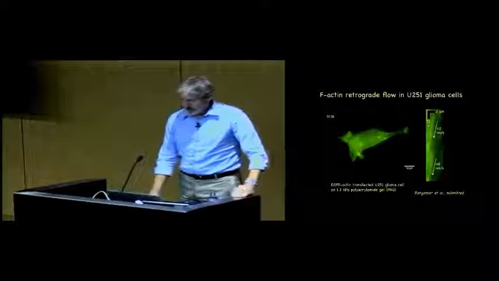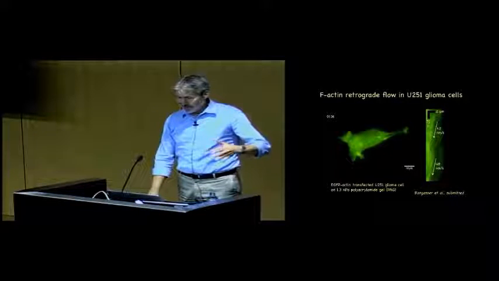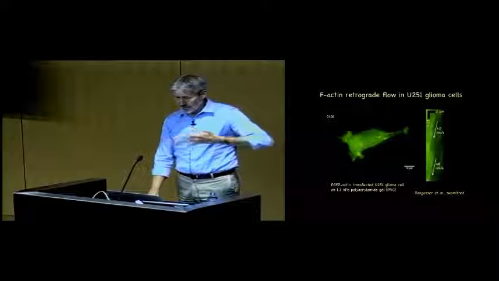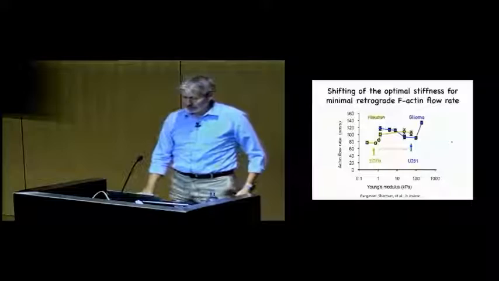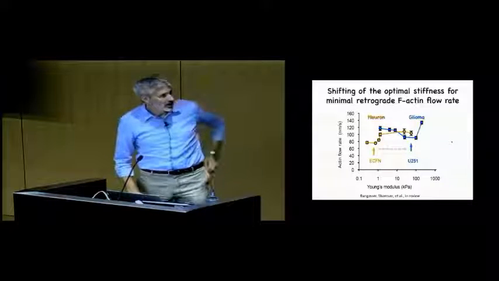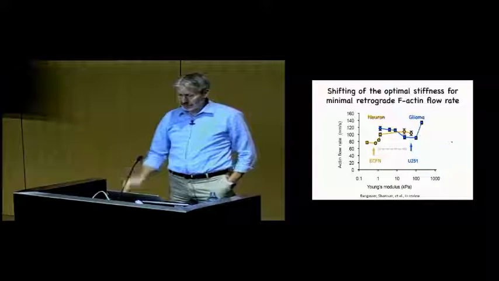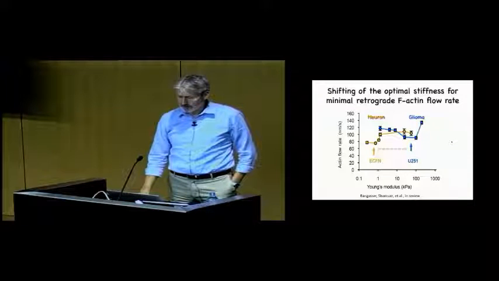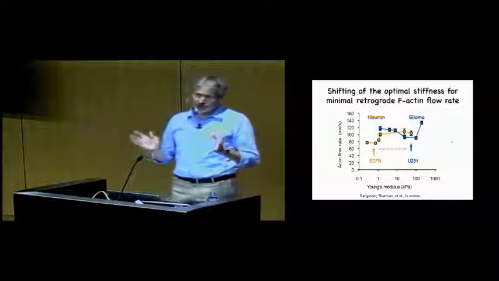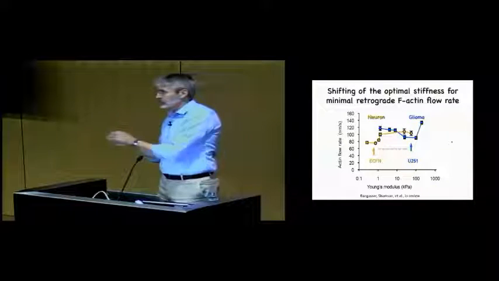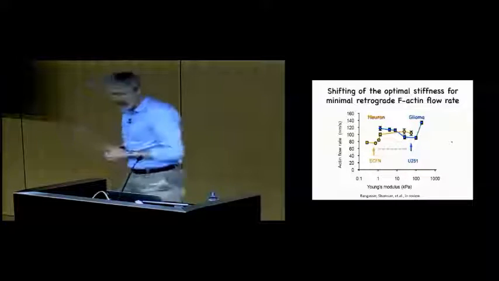So Ben went and measured retrograde flow with U251 GFP actin cells at different stiffnesses and plotted that and superimposed it on the neuron data, and it basically turned out that way, that there was a minimum in the neighborhood of 100 kilopascals, shifted to higher stiffness as predicted. And in all those pairwise combinations, there's actually more than just motors and clutches as a way to shift the optimum, but that was an obvious one.